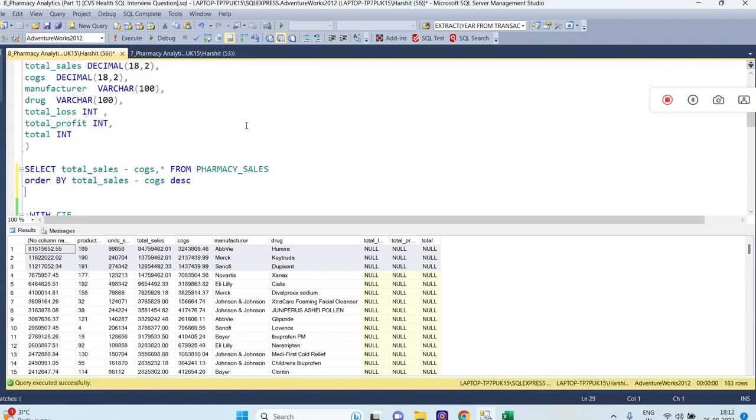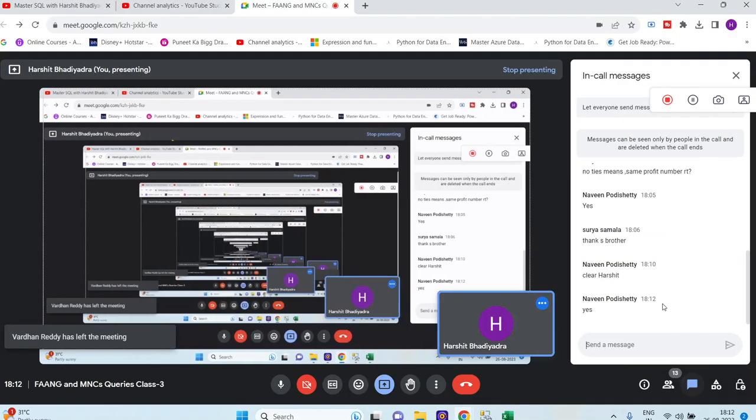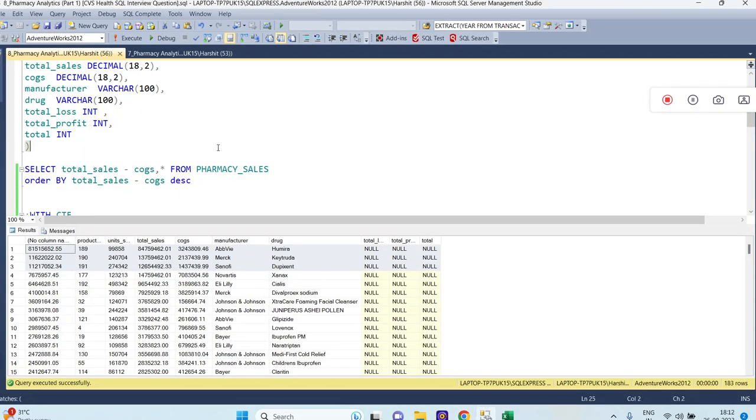This is the easiest part, we can understand this. Let me know if you have any doubt. Otherwise, we will move to the next question.